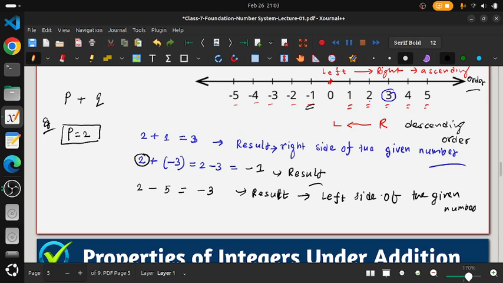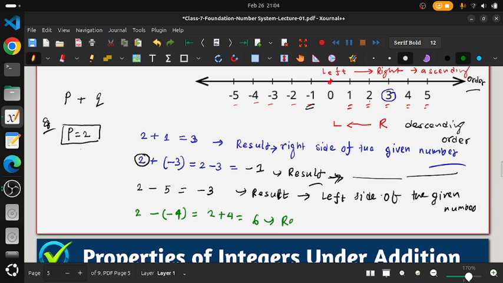I'm not writing that, because I hope you are understanding. So in that case also it is the same thing, the left side of the given number. Now what will happen if I subtract a negative number from a positive number? 2 is the given number, and suppose I want to subtract minus 4 here. So as you know, since we have a minus, it will be plus only, so we get 2 plus 4, that means 6 only.